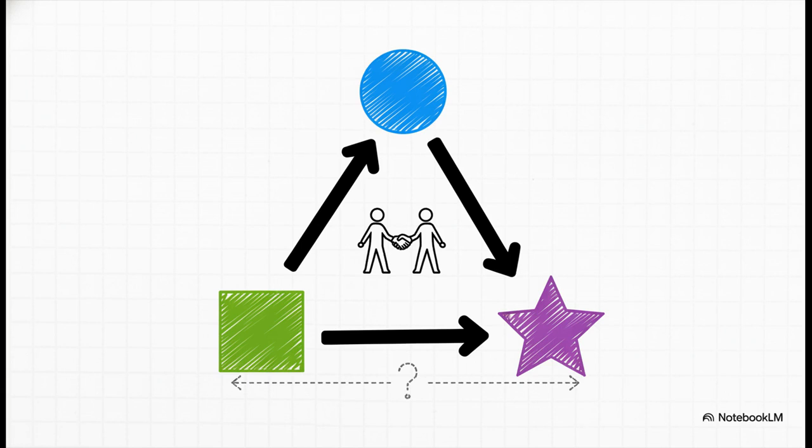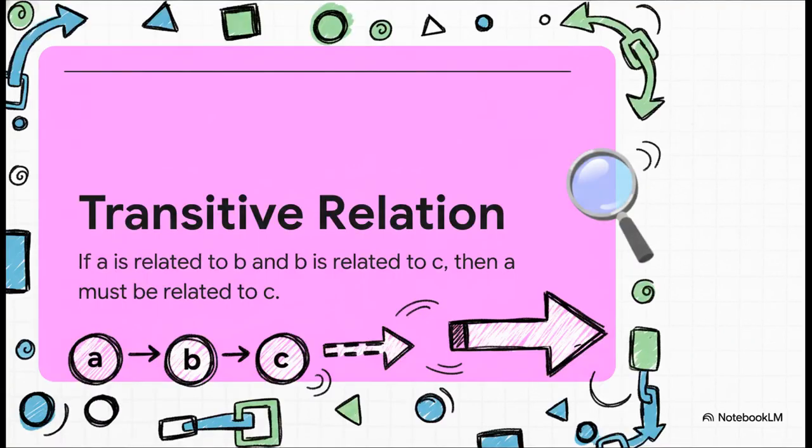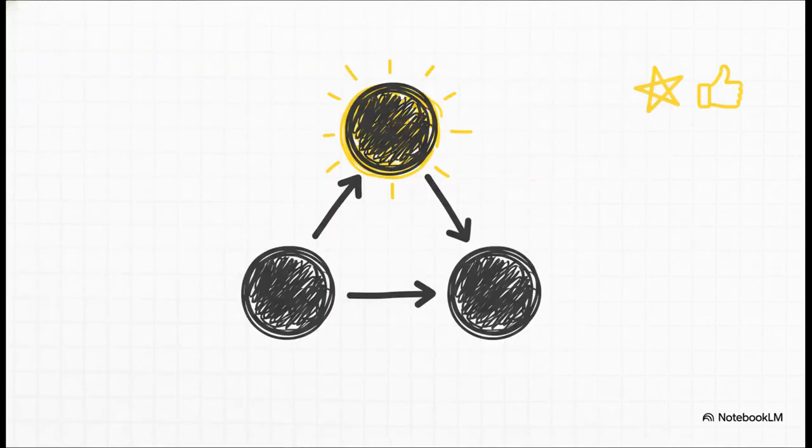You can think of this as the friend of a friend property. A transitive relation creates this kind of logical chain. If there's a path from A to B, and then another path from that same B onward to C, a transitive relation guarantees that there's also a direct shortcut from A straight to C. So when you're checking for this one, you're hunting for those chains.